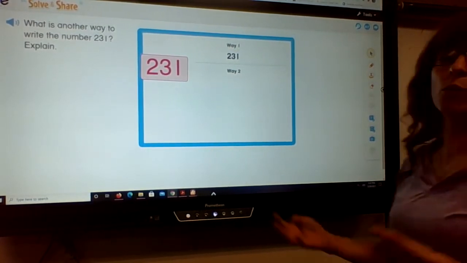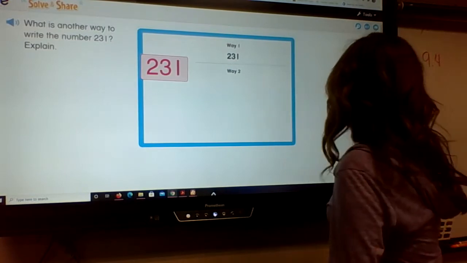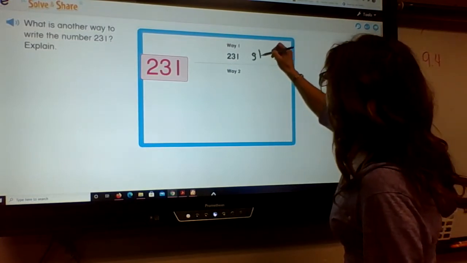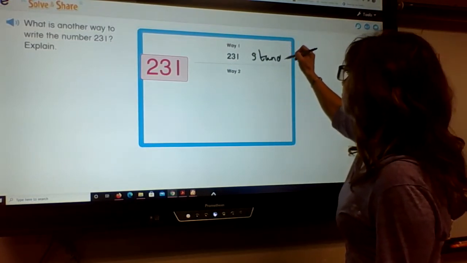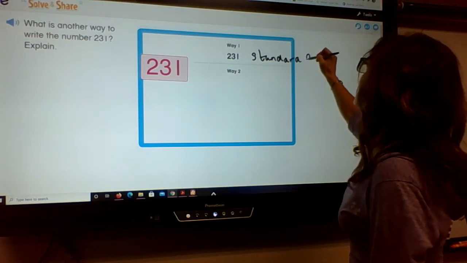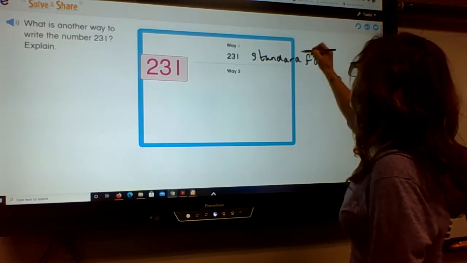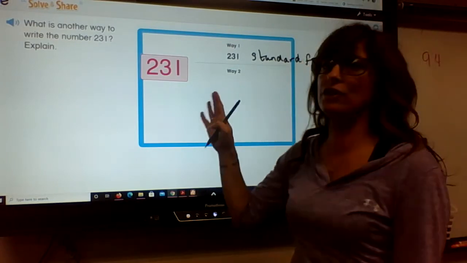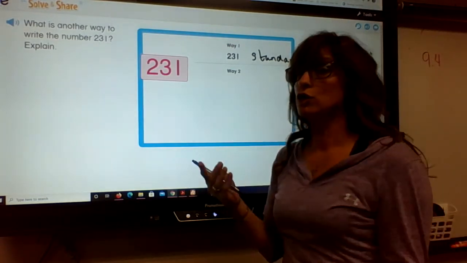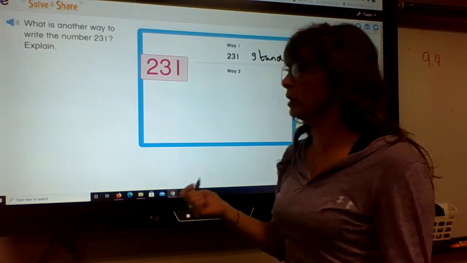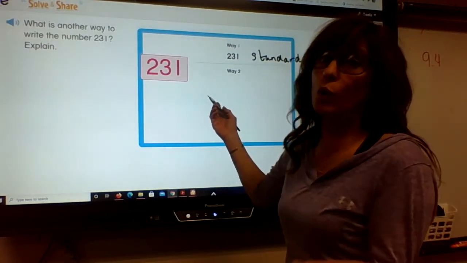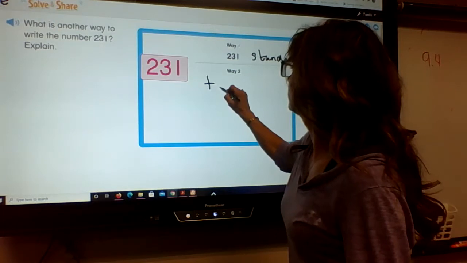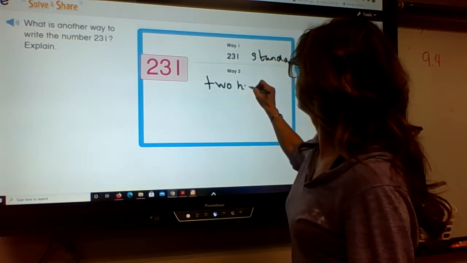All right, so way one they gave us is standard form. So this is standard form, and this is the number that we pretty much always see in our math, okay? So this is standard form. What's another way that we could write it? Well, think about how the number is read, 231. So we could write it in words, 231.